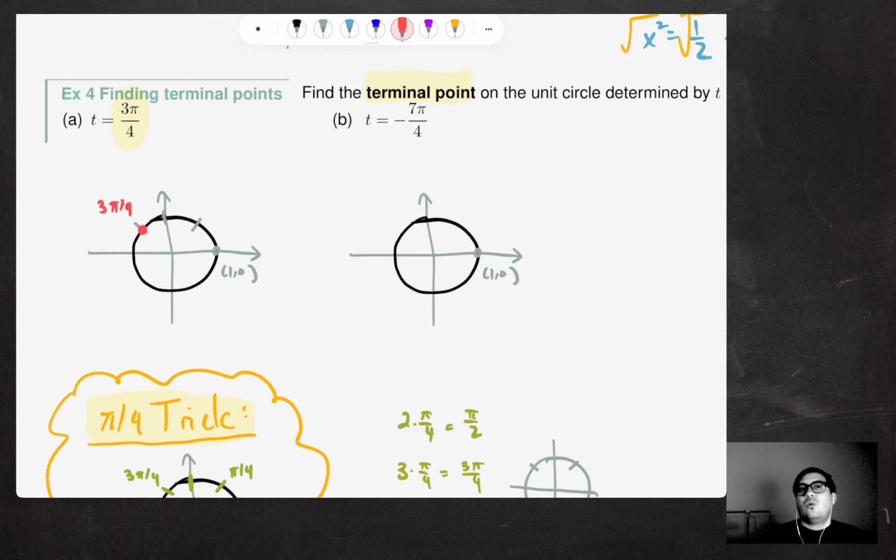Okay, so what are the coordinates? Remember, we know that pi over 4 has root 2 over 2. And now the beauty of just using these whiskers is that basically these 4 points all are going to have the same numbers. The only difference is going to be which ones are positive, which ones are negative.